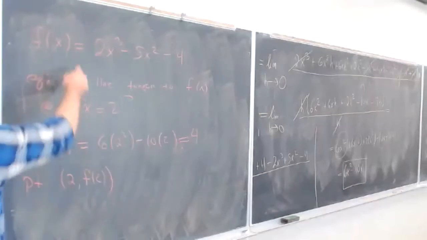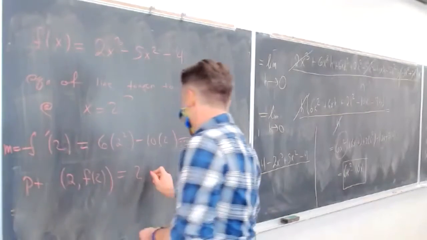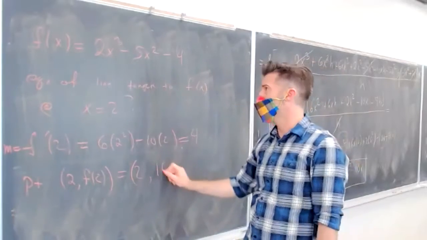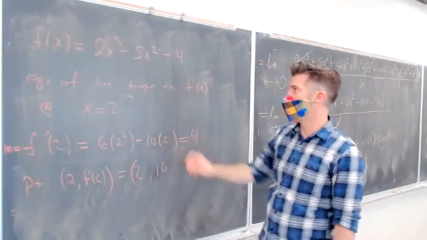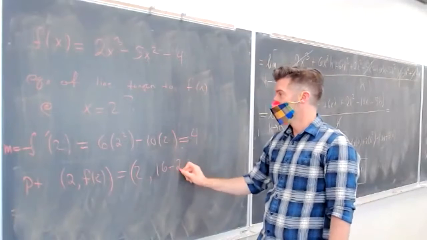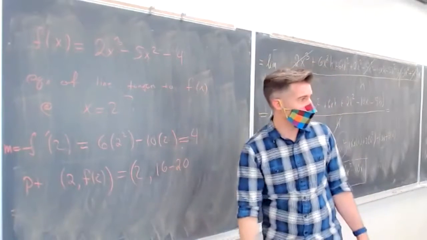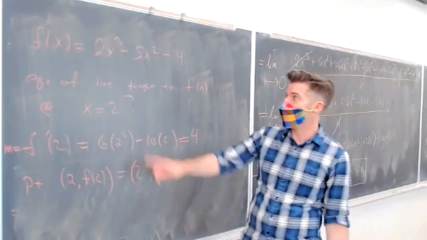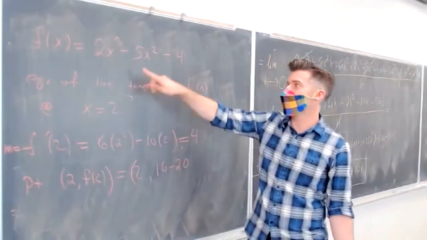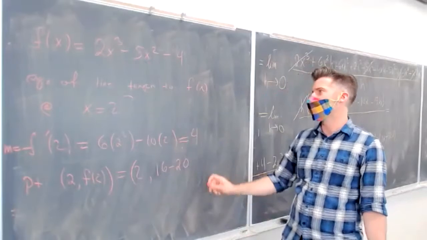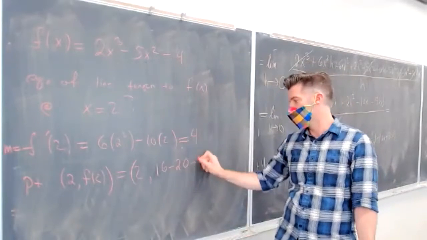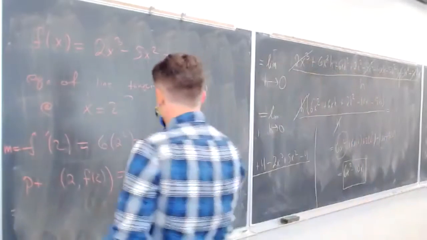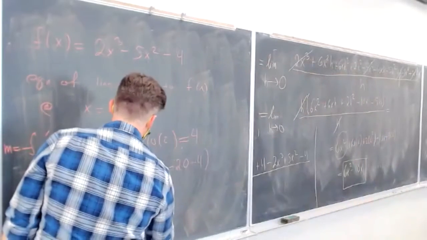If I plug in 2 for x here, I'm going to get 2 times 8 is 16, minus 5 times 4 is 20. Did I pick a 0? It's okay if I picked a 0. I plug in 2, you get 2 times 8 is 16, minus 20. Oh no, I was mistaken about the minus. Okay, not a 0. It's fine if it is a 0. That ends up being 2 comma negative 8.